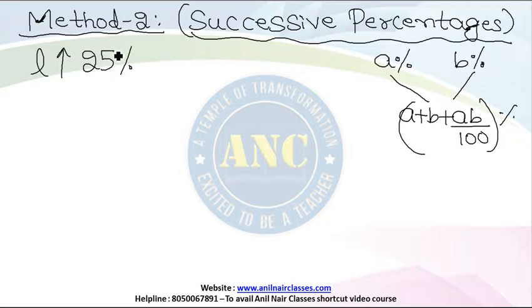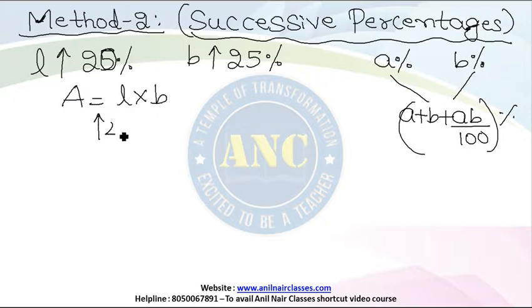For length, yes, length increases by 20%. Breadth increases by 25%, right? What is the percentage change in the area of the rectangle? Area is length into breadth. Length is increasing by 20%. Breadth is increasing by 25%.